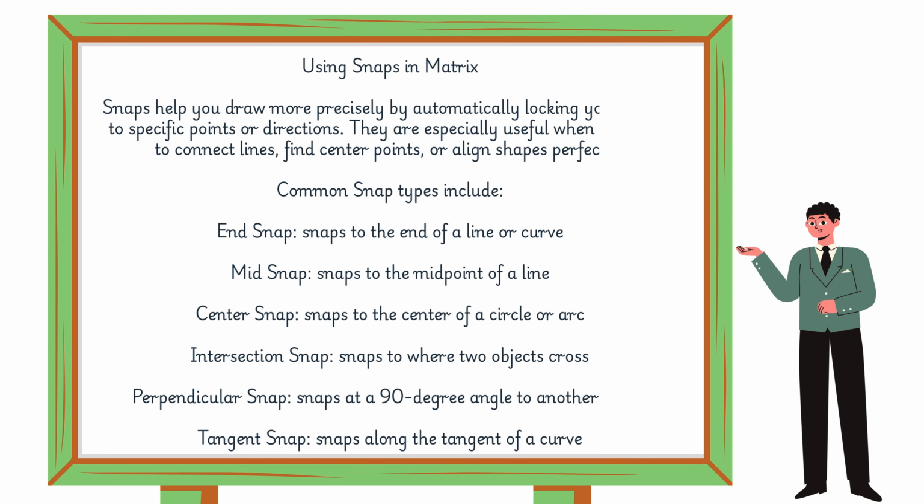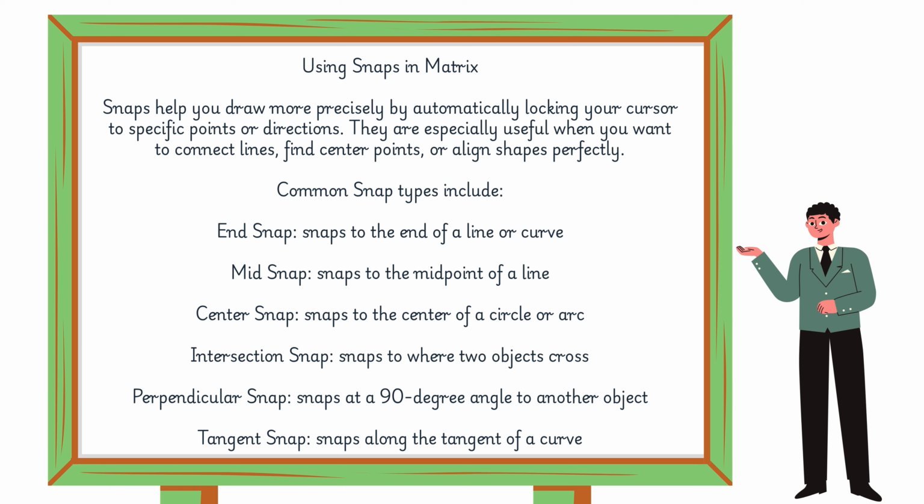Using snaps in Matrix. Snaps help you draw more precisely by automatically locking your cursor to specific points or directions. They're especially useful when you want to connect lines, find center points, or align shapes perfectly.